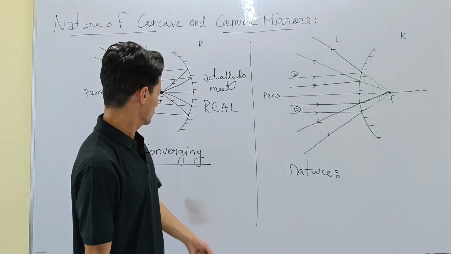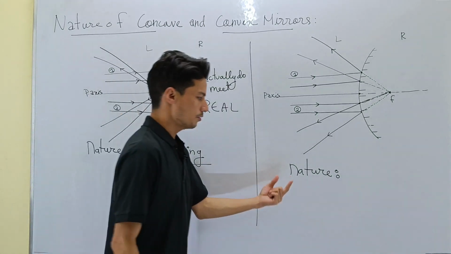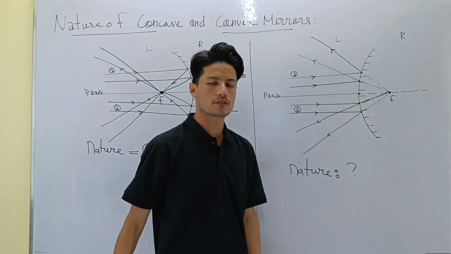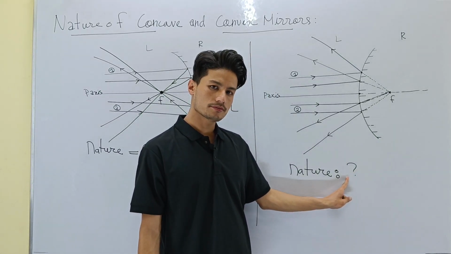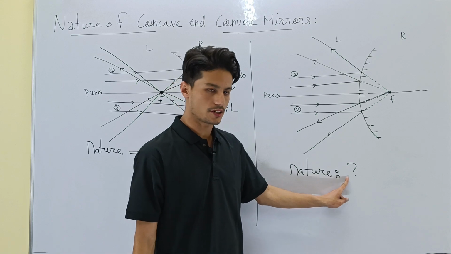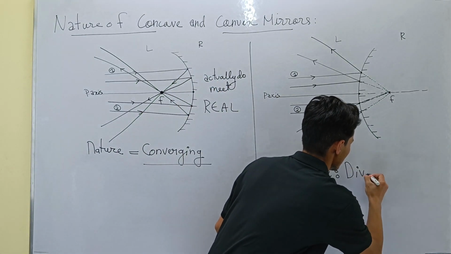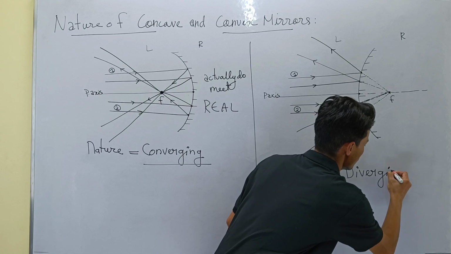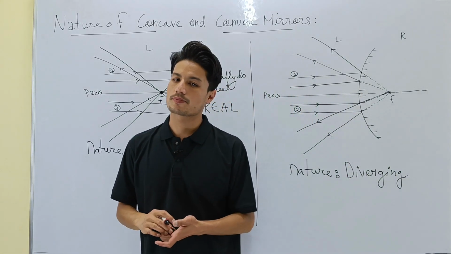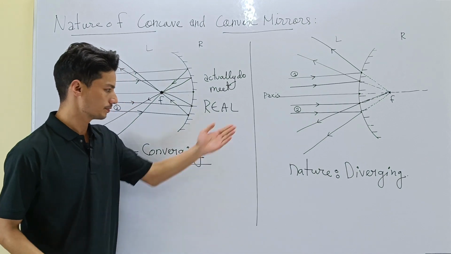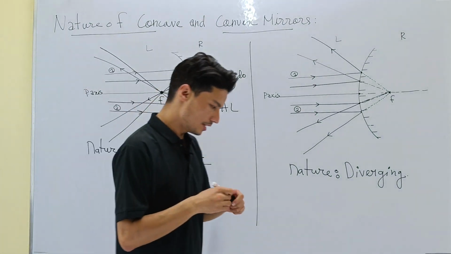Now, nature. The concave mirror's nature was converging. What about the nature of the convex mirror? Anybody? The nature of the convex mirror will be, yes, correct, diverging. So the nature of the convex mirror is diverging. Are we clear, class? Okay, so let's continue to the next topic.